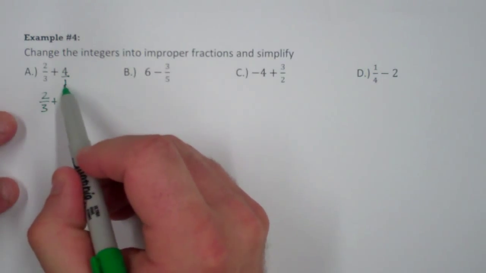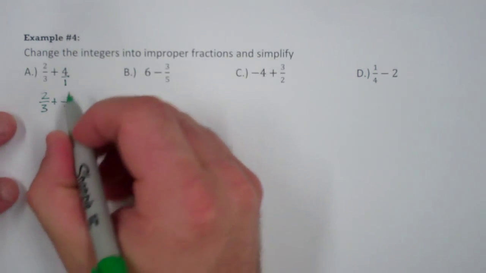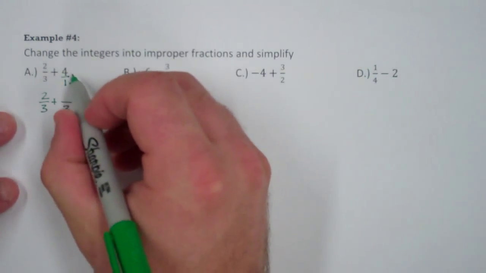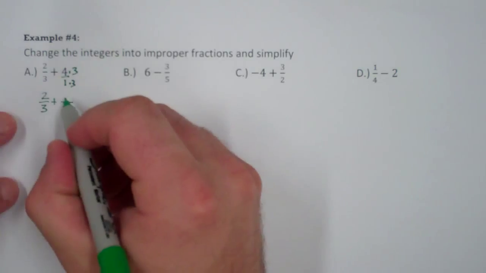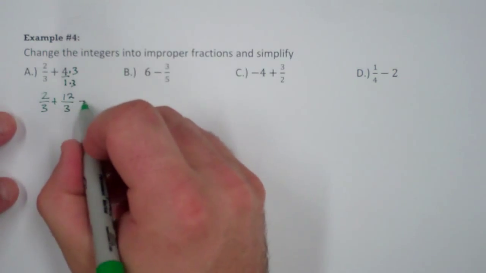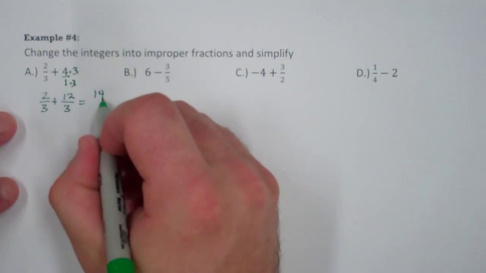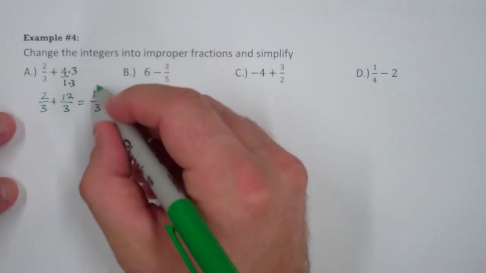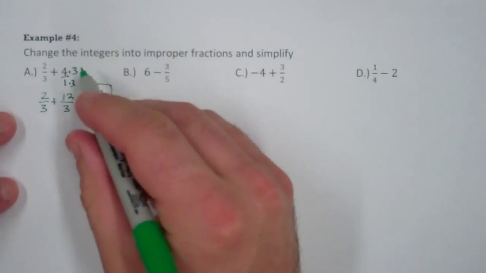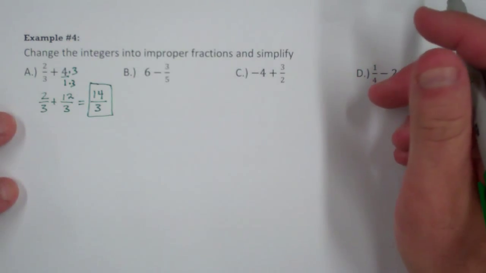So we need to get this denominator to be a 3, and how we do that is we need to multiply 1 by 3, but remember to also multiply the numerator by 3. So 4 times 3 is 12. 2 plus 12 is 14. We keep the denominator of 3, and we have successfully added 2/3 and 4.